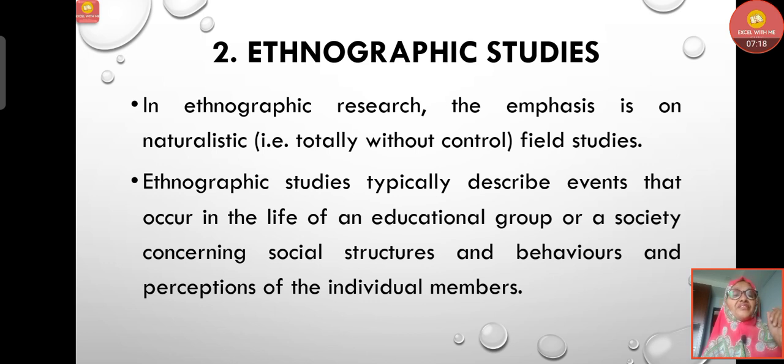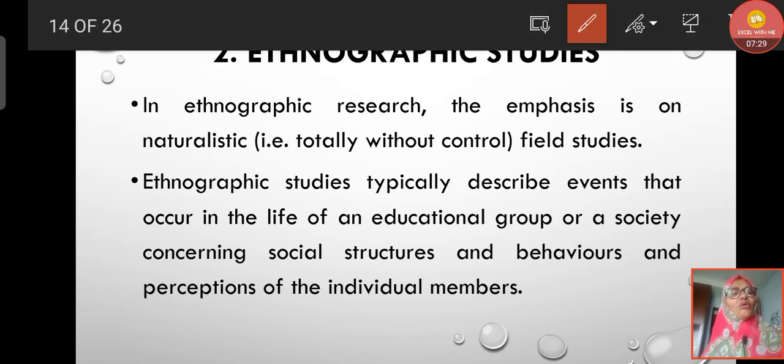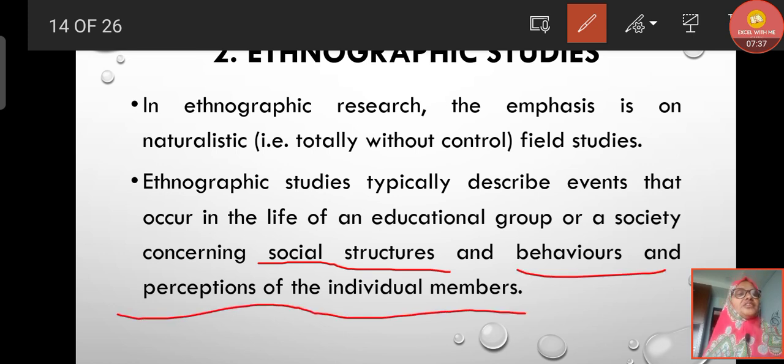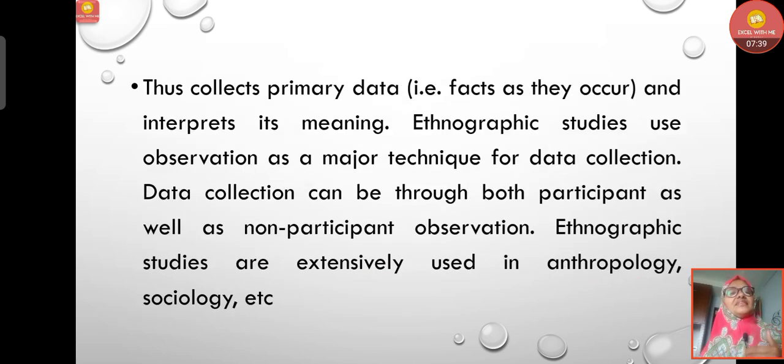Ethnographic studies typically describe events that occur in the life of an educational group or a society concerning social structure. We have to remember this word ethno. It itself tells you about the social structures and behaviors and perceptions of the individual members. So it collects primary data, that is facts as they occur, and interprets their meaning. Ethnographic studies use observation as a major technique for data collection. Data collection can be through both participant as well as non-participant observation.